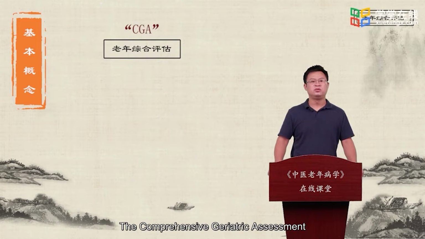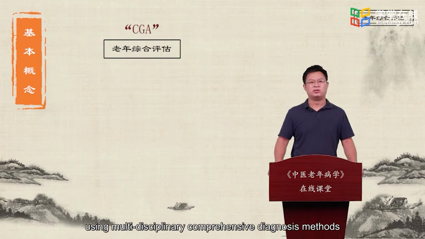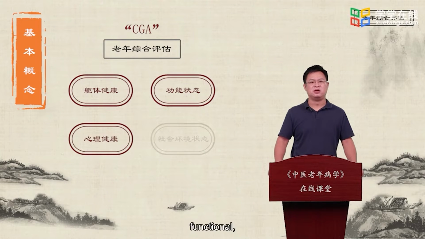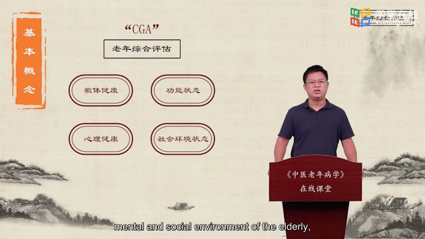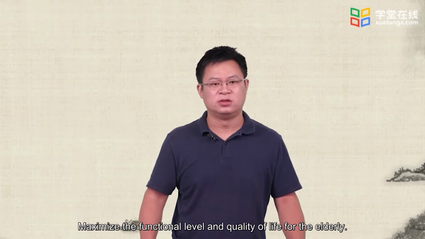The Comprehensive Geriatric Assessment, or the English abbreviation CGA, refers to using multidisciplinary comprehensive diagnosis methods to assess the physical, functional, mental and social environment of the elderly, and to formulate and launch a prevention plan for the purpose of protecting the health and function of the elderly, and maximizing the functional level and quality of life for the elderly.